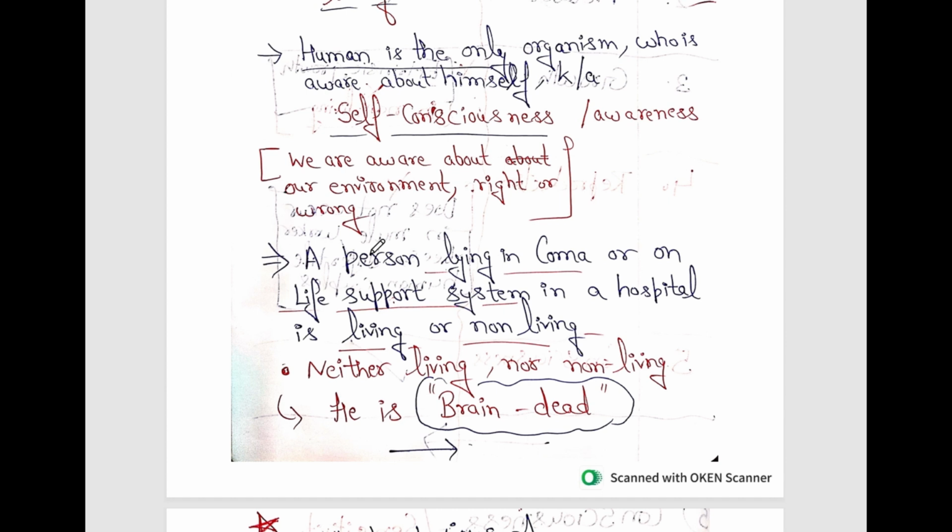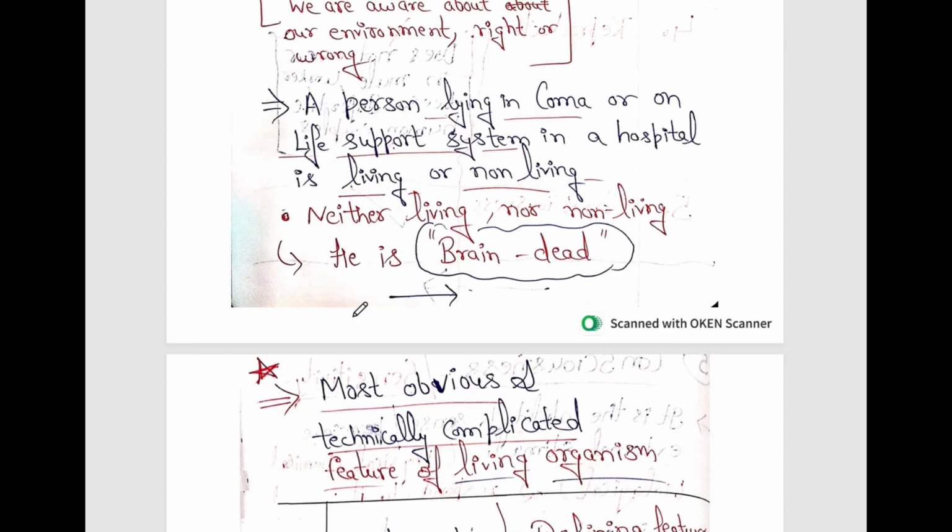Again repeating, if a patient is lying in coma and supported by machine for various functions, self-consciousness and consciousness to the external environment are supposed to be absent. Some of the patients never come back to normal life. They can neither be called living nor non-living. So the most obvious and technically complicated feature of all living organisms is consciousness.